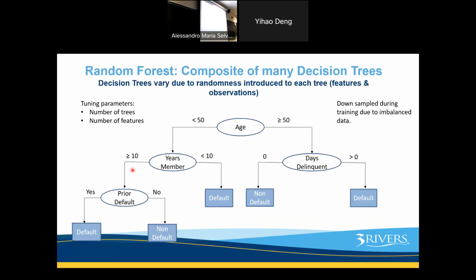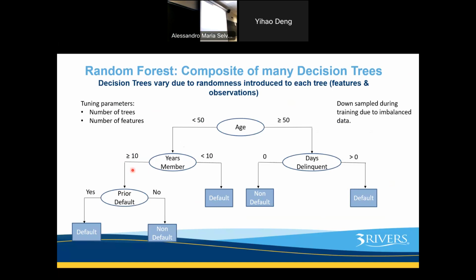The next model, random forest, is a composite of multiple decision trees. So the decision tree is a series of decision nodes. Here, the top one is age, less than 50, greater than 50. And we want to split each branch to get as pure a branch as we can, and then eventually a terminal node with all non-default observations in one node, all default observations in another node. And random forest is, like I said, a composite of many trees.